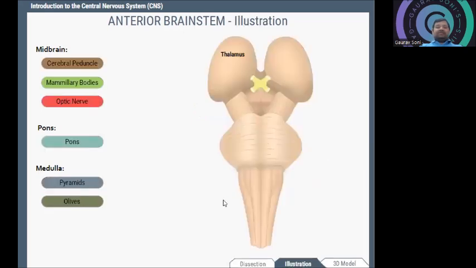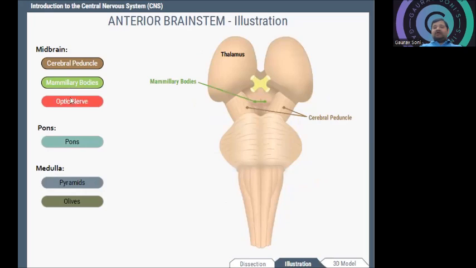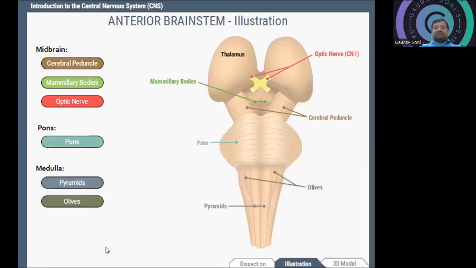This is for the dissection. For the illustration, we can see the cerebral peduncles more clearly. Now you can see that. Mammillary bodies, optic nerve. The crossing structure is the optic chiasma. Then the pons, then pyramid, olives.